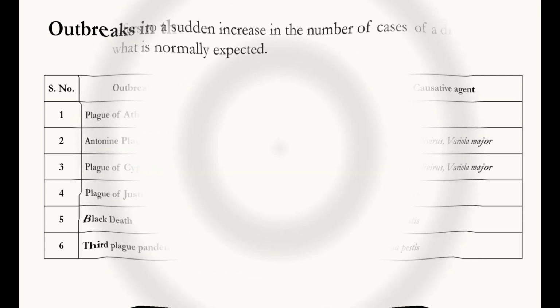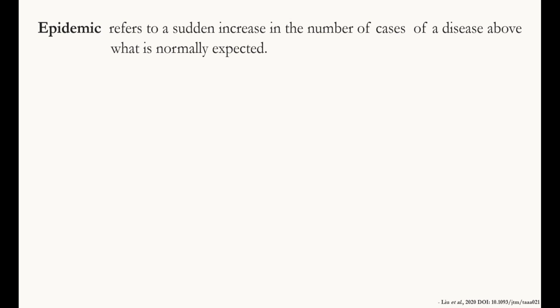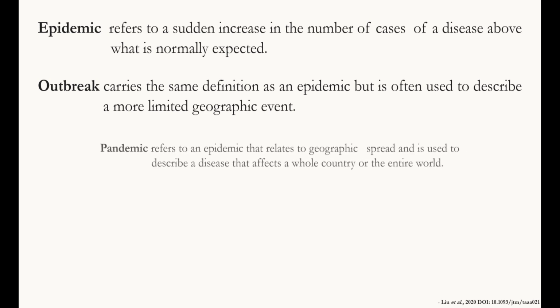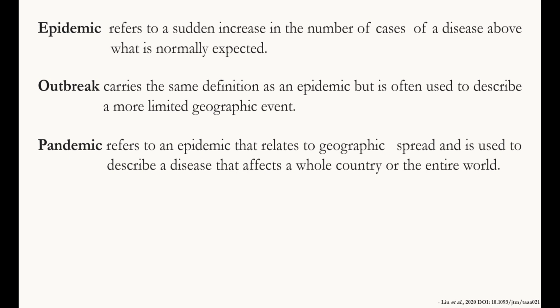Now let's look at some of the fundamentals. 3 terminologies that you might want to know before we get started. Epidemic refers to a sudden increase in the number of cases of disease above what is normally expected. Number 2, outbreak carries the same definition as an epidemic but is often used to describe a more limited geographic event. Next one is pandemic, refers to an epidemic that relates to a geographical spread, and it is used to describe a disease that affects a whole country or the entire world.